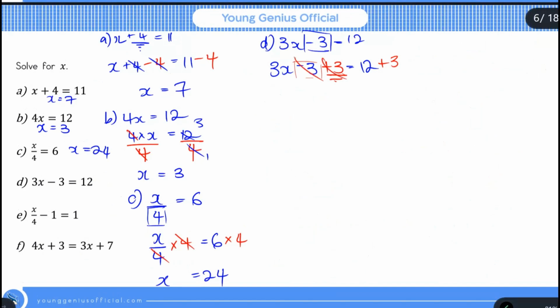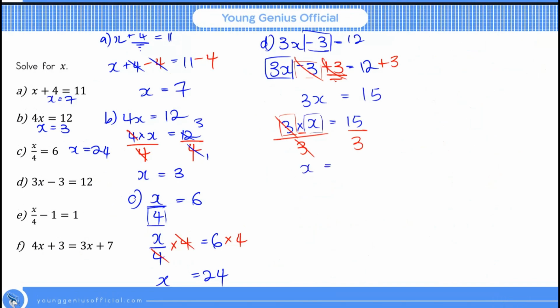These 3's cancel each other, so we're left with only 3x on this side. So 3x is equal to 12 plus 3, which is 15. 3x can be written as 3 multiplied by x, and that's equal to 15. And to get rid of this 3, we'll do the opposite operation of multiplication, which is division. So we'll divide by 3 on both sides. 3's cancel each other, so we're left with just x. And x is equal to 15 over 3, or 15 divided by 3, which is 5. Alright, nice. So x is equal to 5.